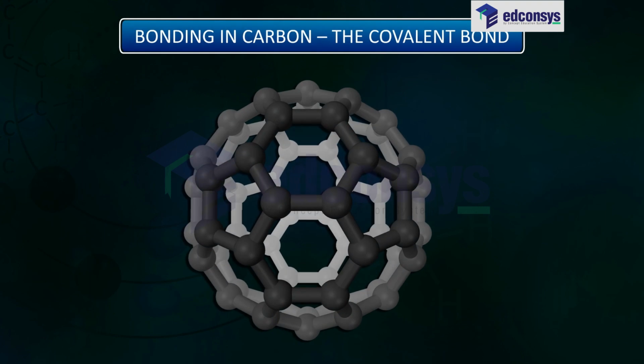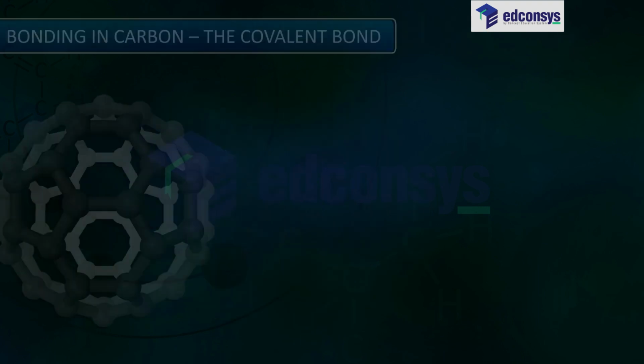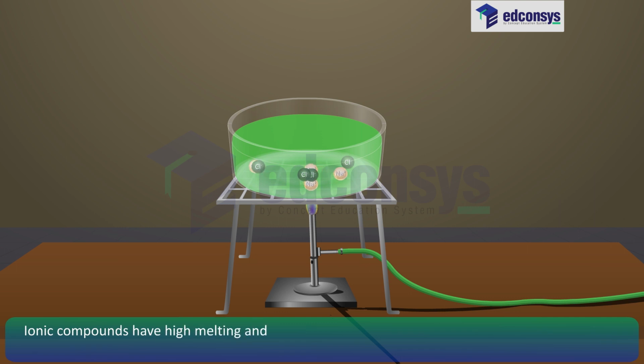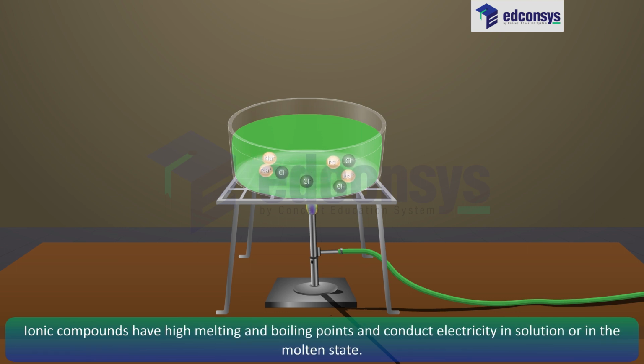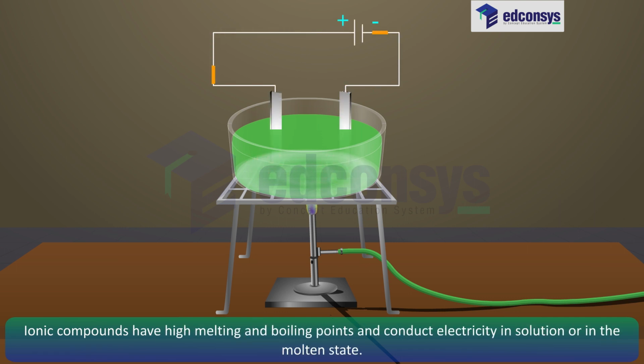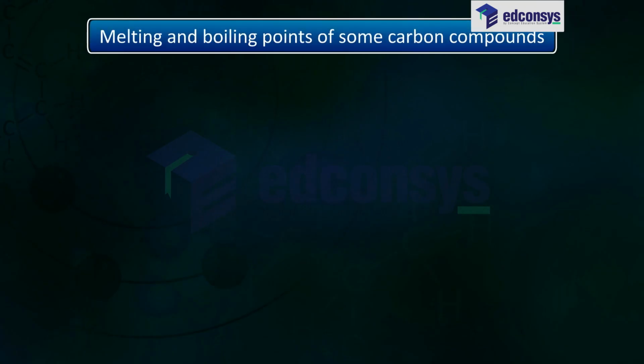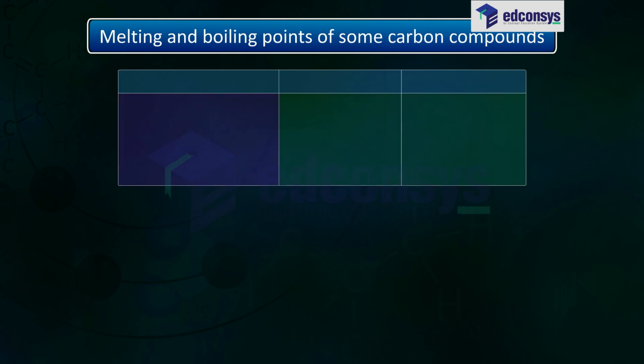Bonding in carbon. The covalent bond. Ionic compounds have high melting and boiling points and conduct electricity in solution or in the molten state. Melting and boiling points of some carbon compounds.